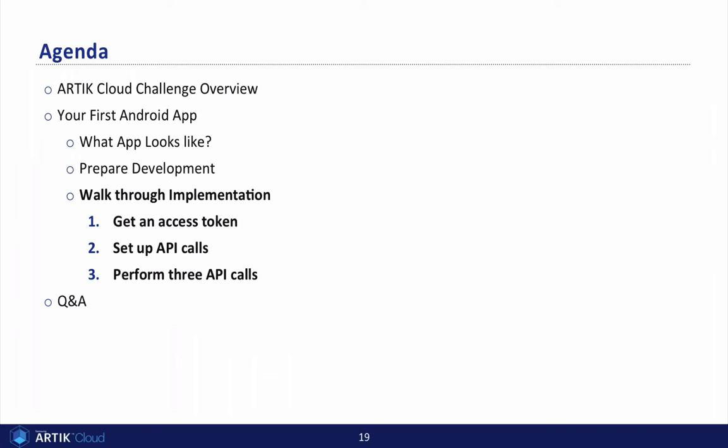Now I'm ready to walk through the implementation details. I want to talk about three details. First is how to implement the OAuth implicit method so that the application can get an access token. Then we will talk about how to use the access token to set up API calls. At last, we will talk about how to make the three REST API calls: get user info, post message, and get message.